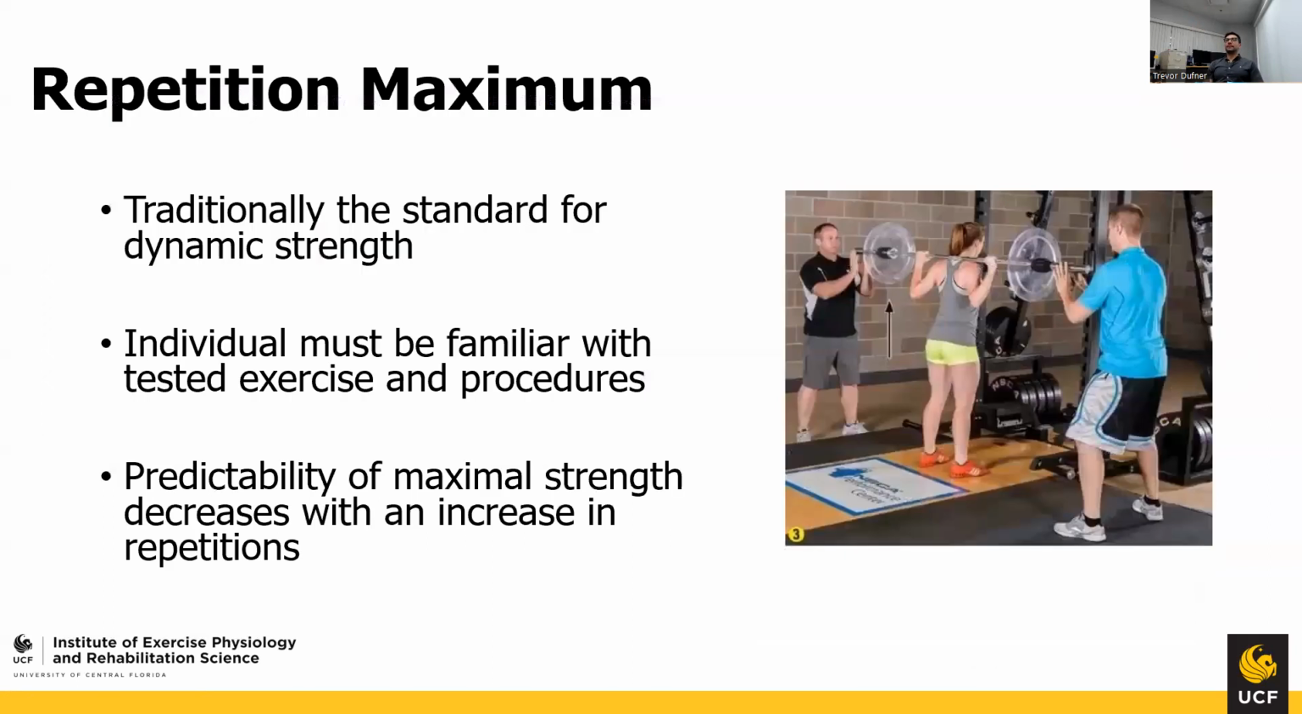Looking at repetition maximum. So this is something like a 1RM. I'm sure we've all heard of this. So this is traditionally the standard for dynamic strength. So movement or isotonic strength. If you want to measure somebody's maximal squat, you're going to put them through a 1RM procedure. For this though, this can be very dangerous.